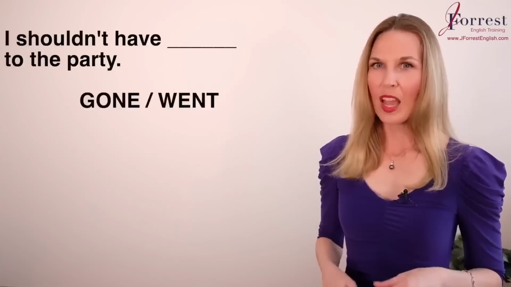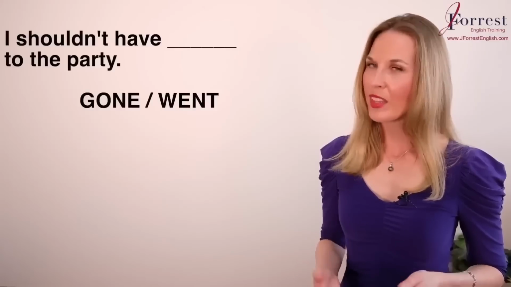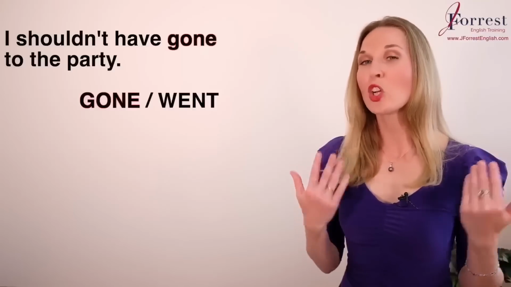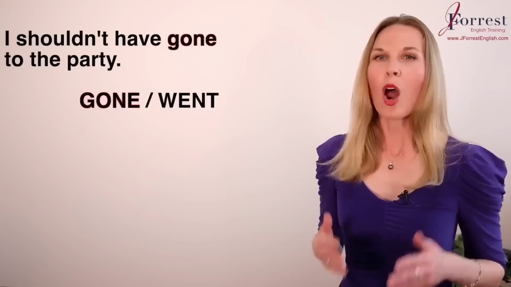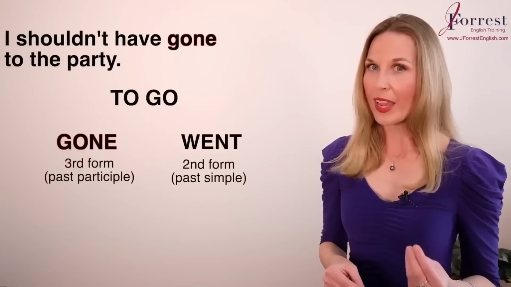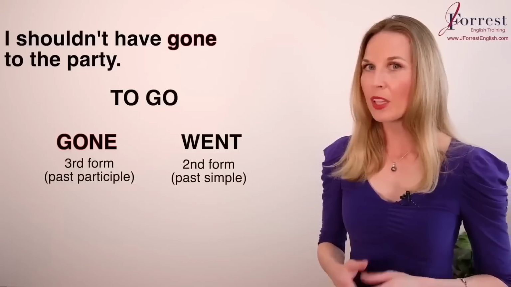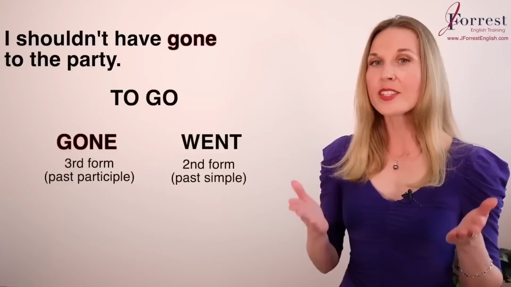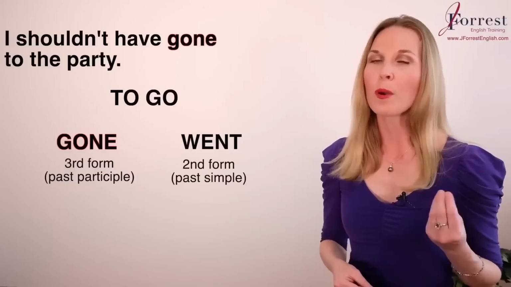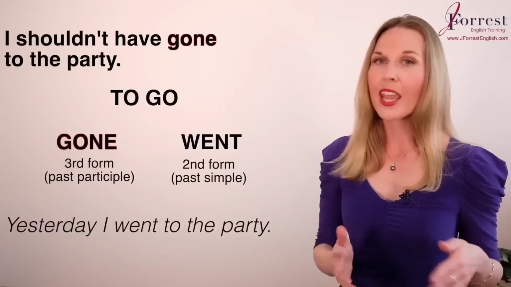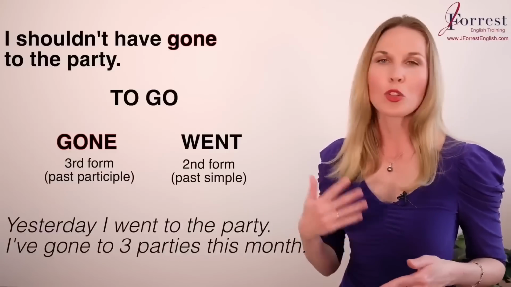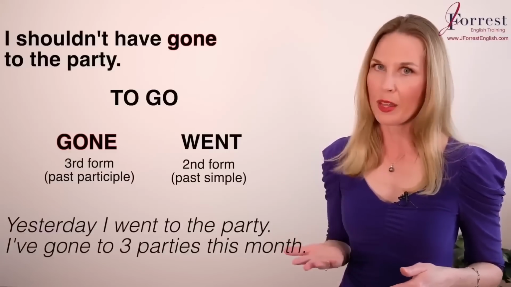Number 14, I shouldn't have to the party. I shouldn't have gone to the party. Our verb here is go. The past simple is went, and the past participle is gone. This structure requires the past participle, the third form of the verb. Yesterday, I went to the party. I've gone to 3 parties this month.